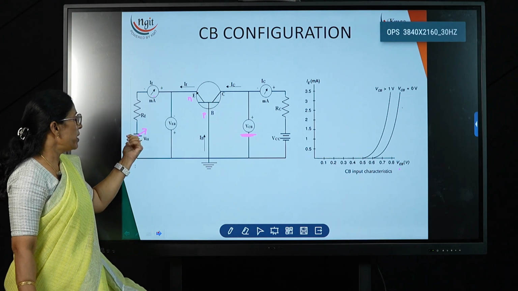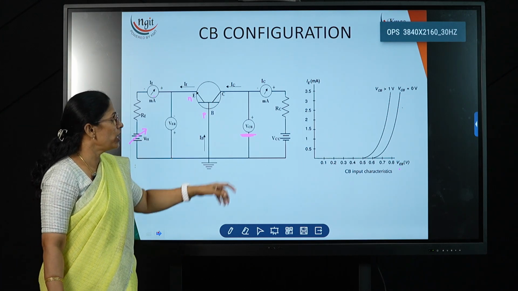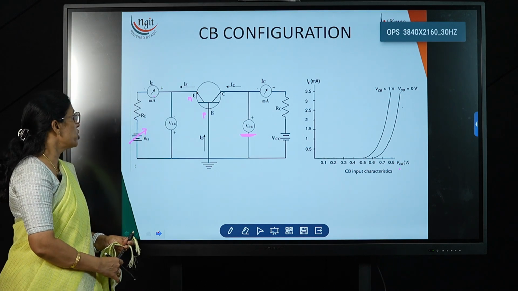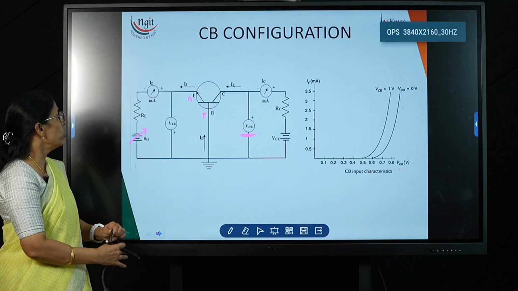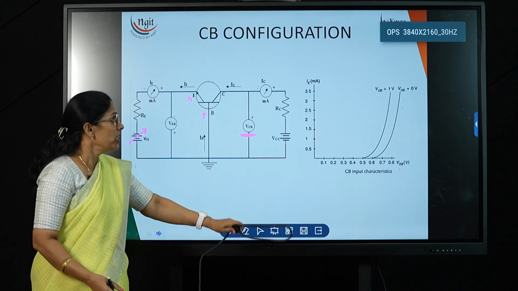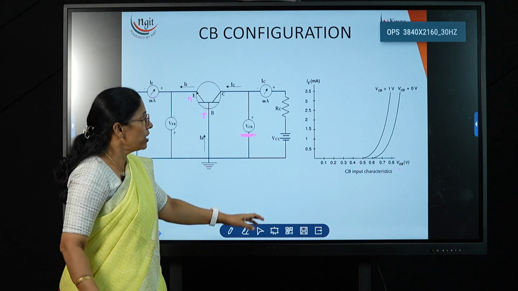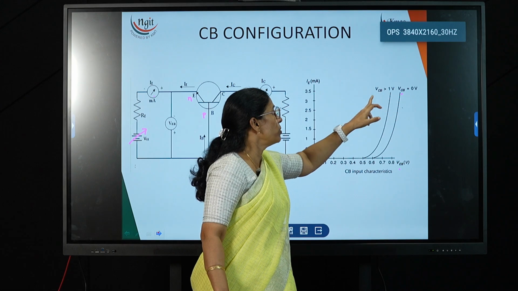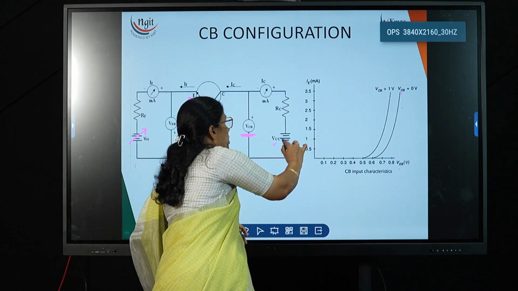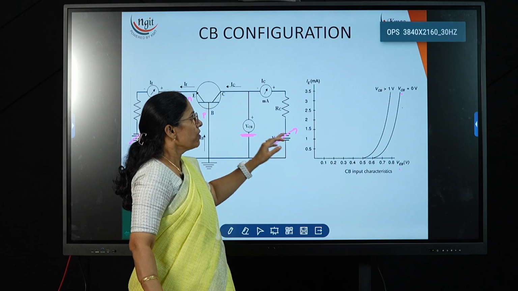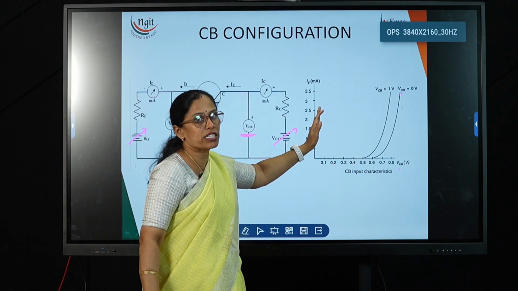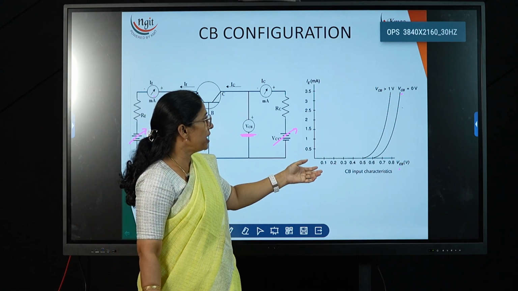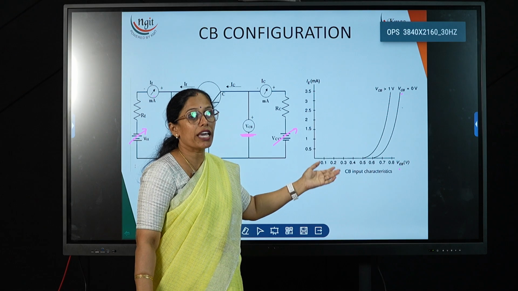Now after that, minimize the input supply and put one more value at the output, VCB, and again repeat the same procedure. Vary the input supply and note down the input current and input voltage. Thereby we get characteristics like this. Now what you observe is that if the VCB value is increased, then the graph moves towards the y-axis. This is because of the early effect, meaning that at lower voltages we are already getting the IE current.